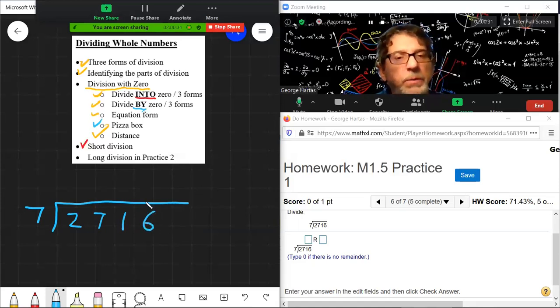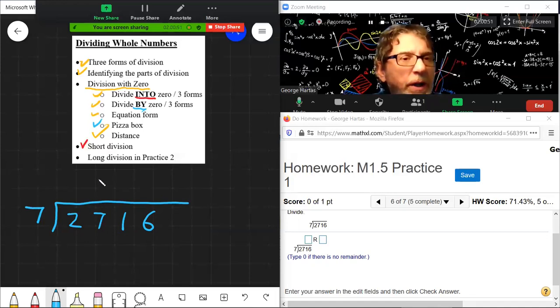All right, so here we go. Can 7 divide into 2? No, because 2 is too small for 7. So then you look at both digits here. This becomes a 27. 7 divides into 27 3 times.